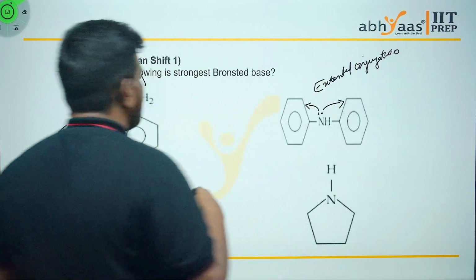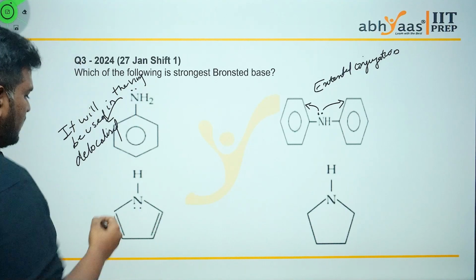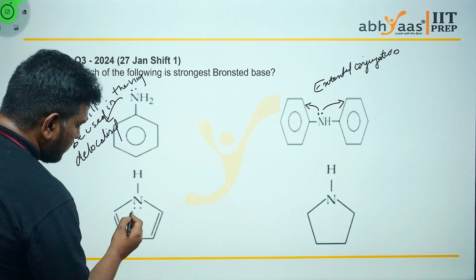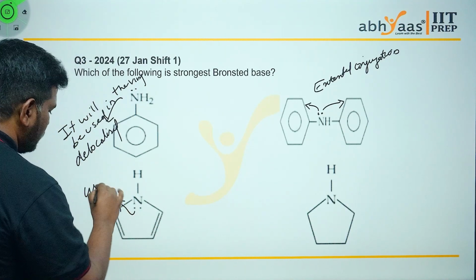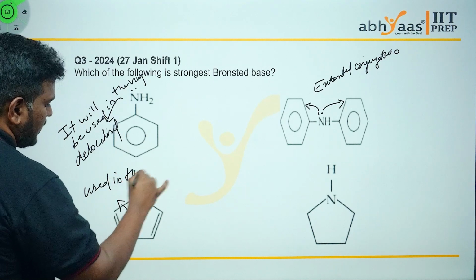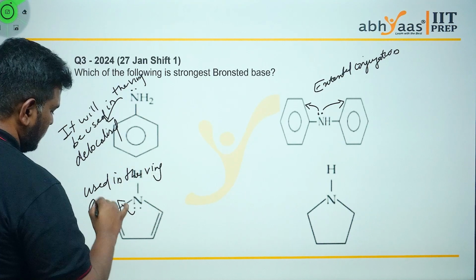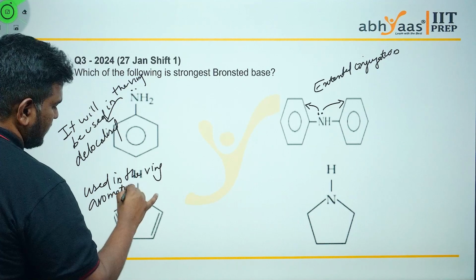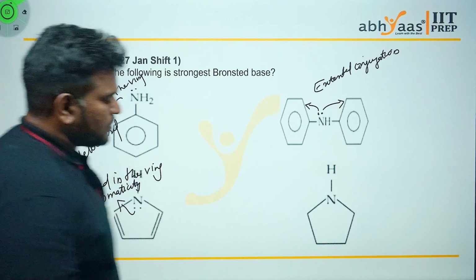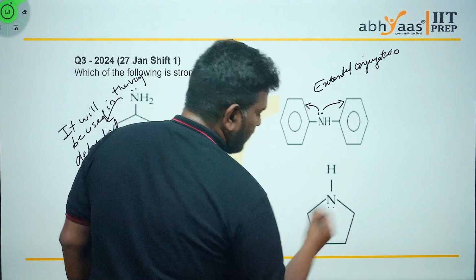So we cannot say that it will be the strongest Bronsted base. This particular lone pair of electrons will be used in the ring again for aromaticity, right? Now we have the fourth option. Here you have a lone pair of electrons.